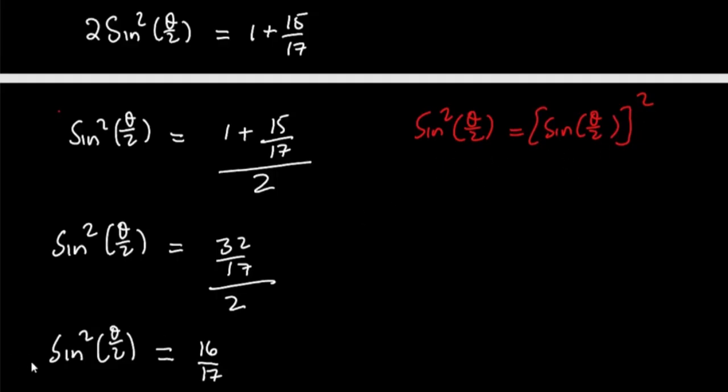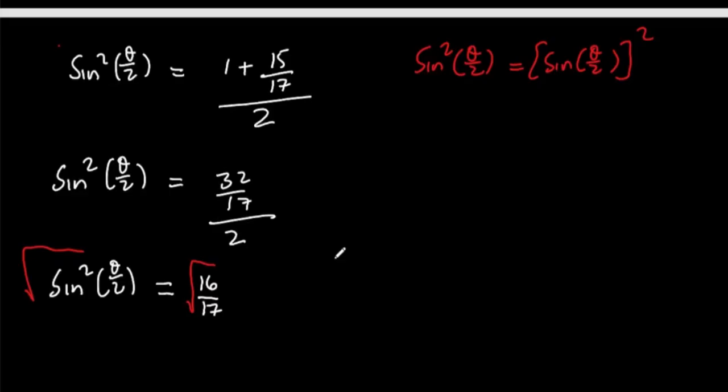So what I'm trying to say, we can square root both sides. And now what do we have as the answer? So when you take the square root of both sides, the square cancels. You are left with the sine of theta over 2. What is that equal to? So this will be equal to plus or minus the root of 16 over 17.